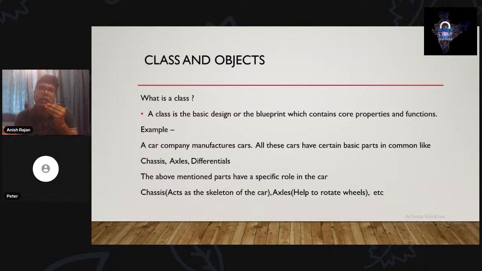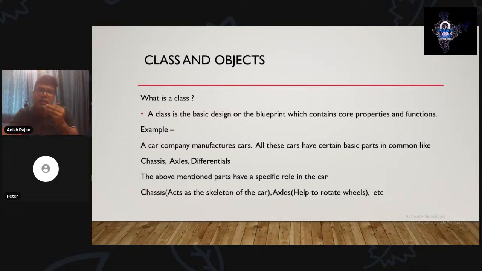A class is basically the blueprint which creates objects. The class contains all the properties and functions required to create an object. So let us see this example. A car company is manufacturing cars. All these cars have certain basic parts in common. The car company is the blueprint, which is manufacturing different cars. These cars are the objects being manufactured by the car company. So here the car company stands as the class.